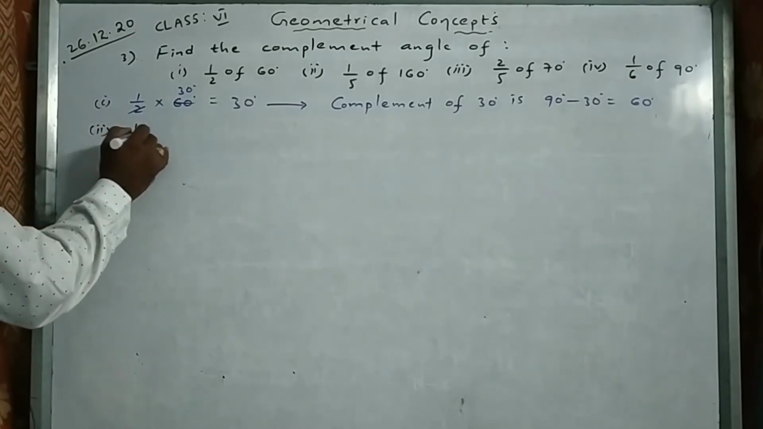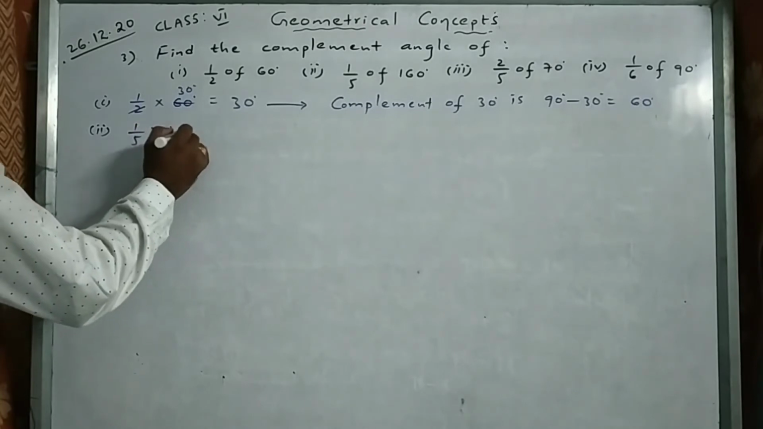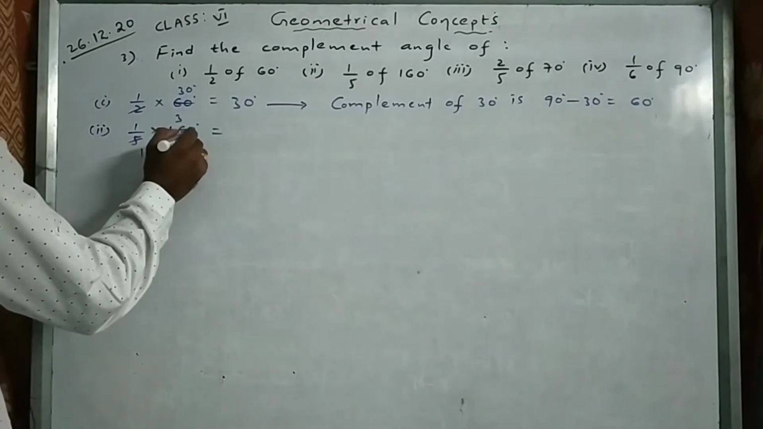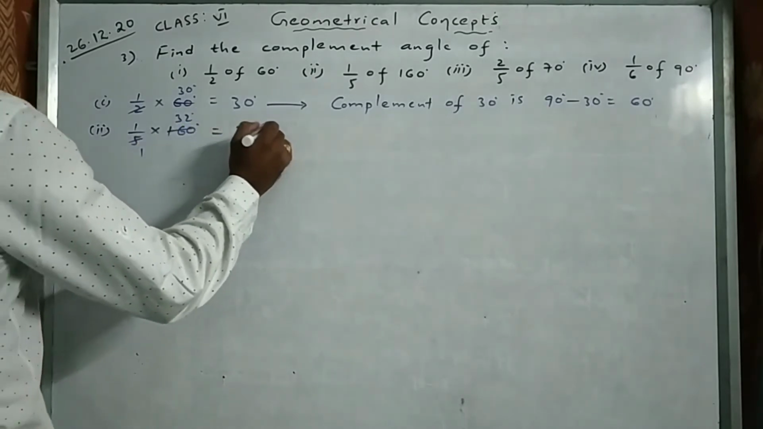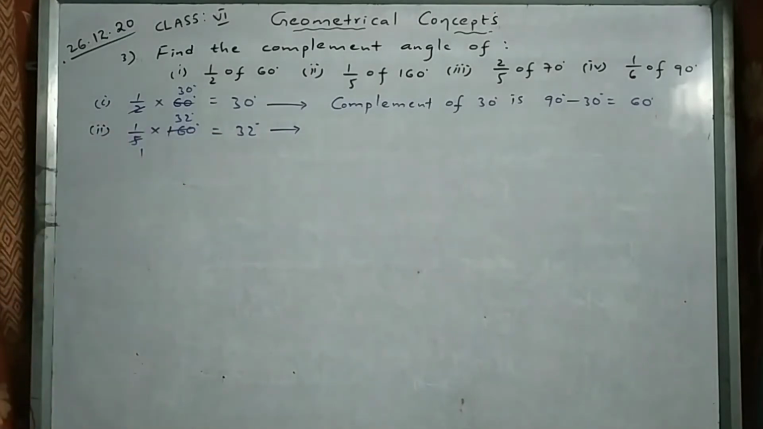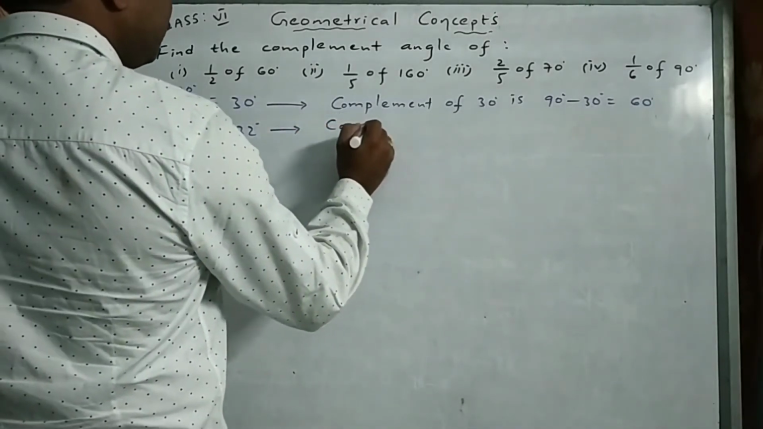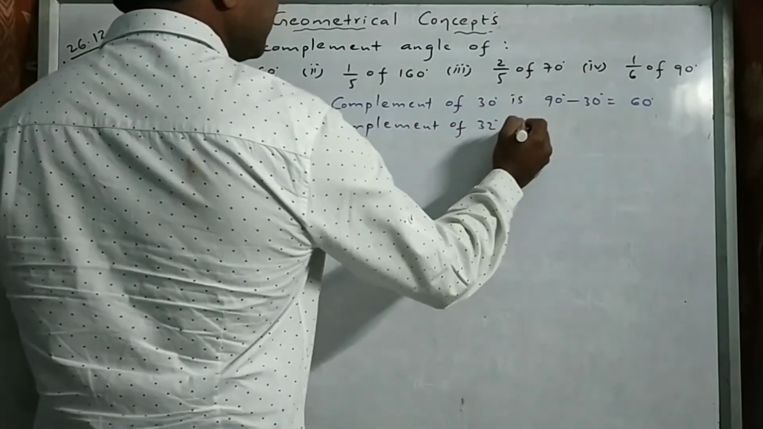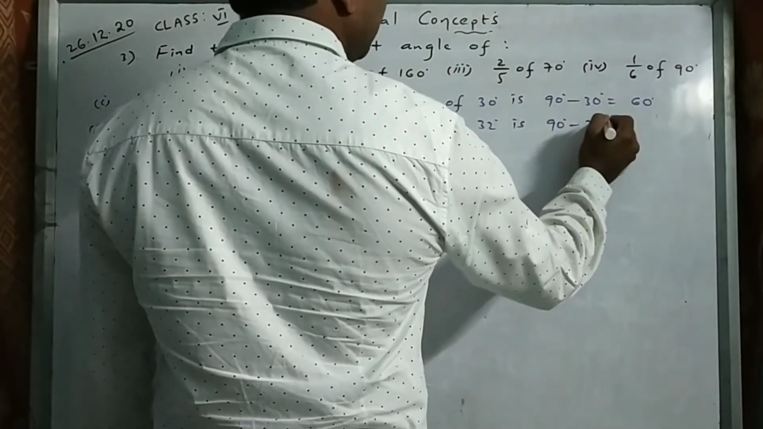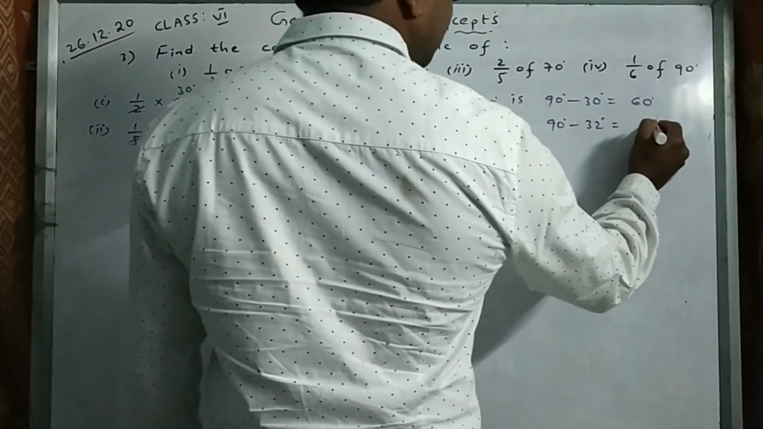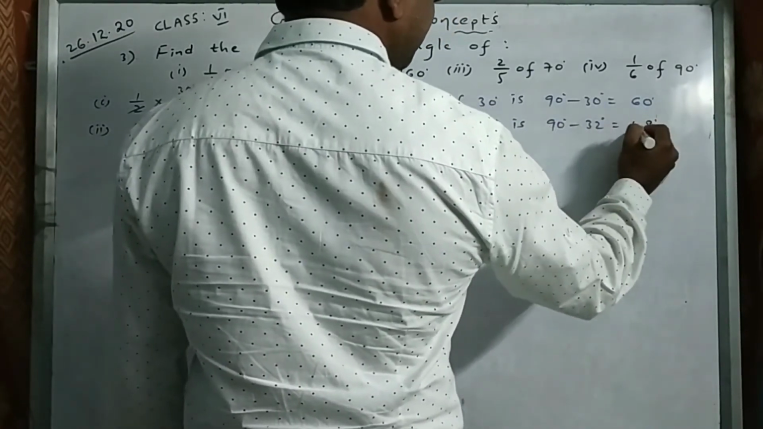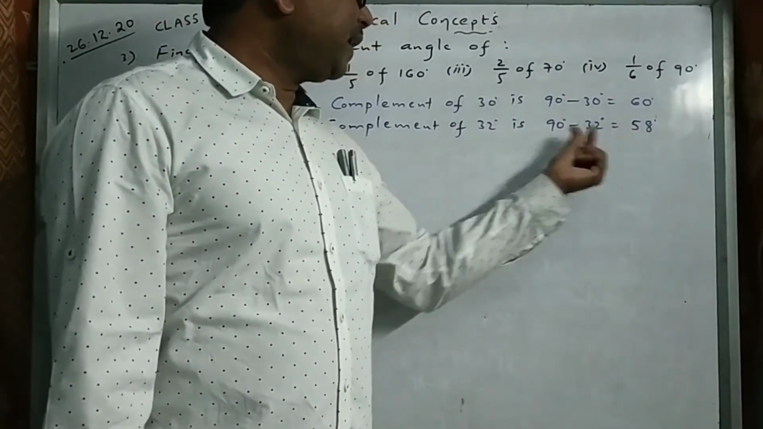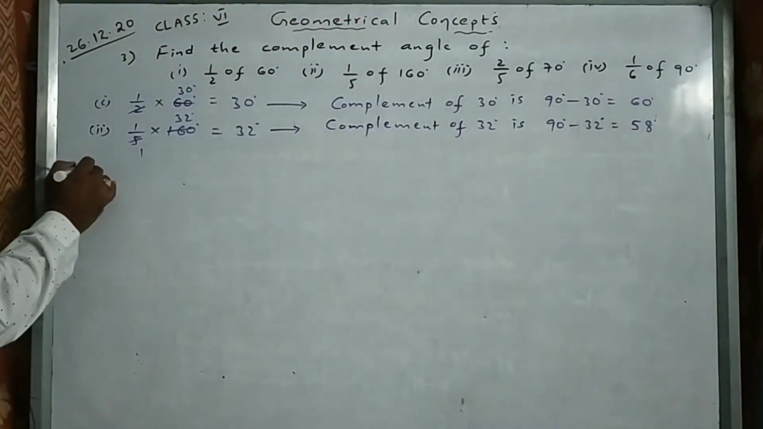Second question. 1 by 5, half means multiplication, of 160. So 5 ones, 5 3s are 15, so 1 will be there, 5 2s. So 32 degrees. Now I must find the complementary angle for this. Complement of 32 degrees is 90 minus 32, which is 58 degrees. Now if you calculate 58 plus 32, it becomes 90, right?